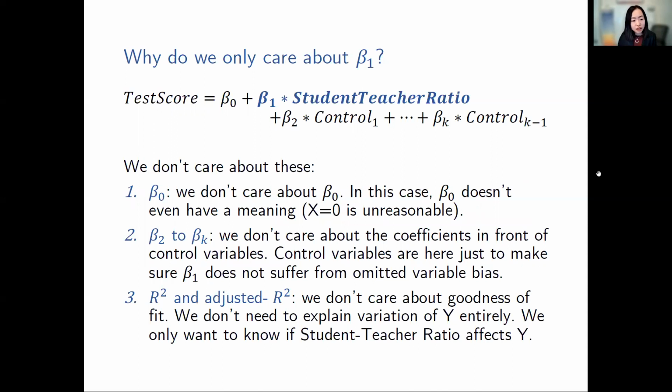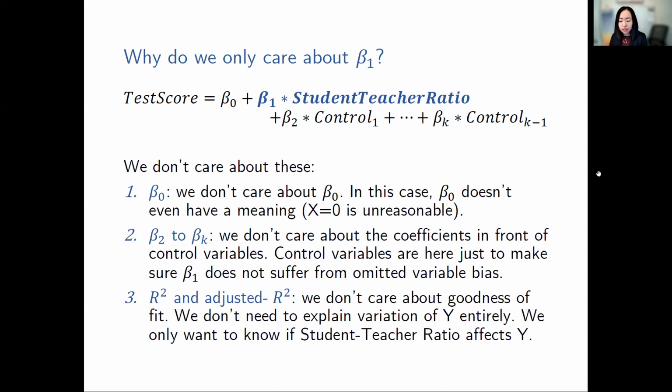Okay, what do we care about in a causal question? We don't care about beta 0, because in some cases beta 0 doesn't even have a meaning. We don't care about beta 2 to beta k, because our decision maker will not do anything about the control variables. We usually do things about beta 1. Okay. We don't care too much about R squared either. Why is that? Because we don't really need the model to fit like 100%.